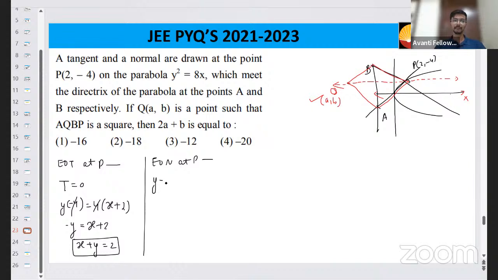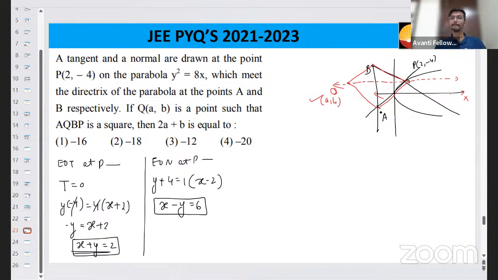y minus y1 is equal to m. See, the slope of tangent is minus 1. So what will be the slope of normal? It will be 1 into x minus 2. So I'll get x minus y is equal to 6, which is the equation of normal.